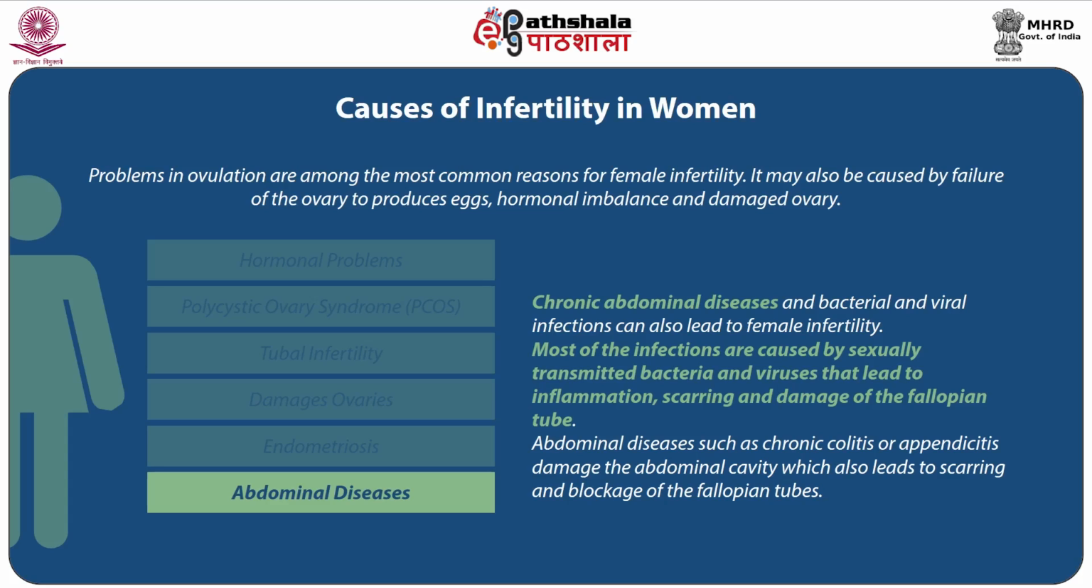Abdominal diseases. Chronic abdominal diseases and bacterial and viral infections can also lead to female infertility. Most of the infections are caused by sexually transmitted bacteria and viruses that lead to inflammation, scarring, and damage of the fallopian tube. Abdominal diseases such as chronic colitis or appendicitis damage the abdominal cavity, which also leads to scarring and blockage of the fallopian tubes.